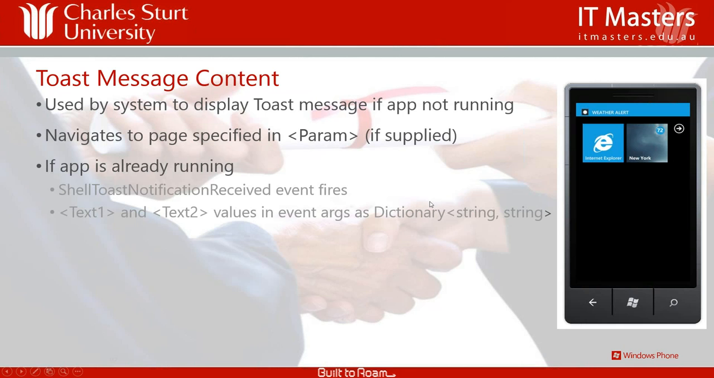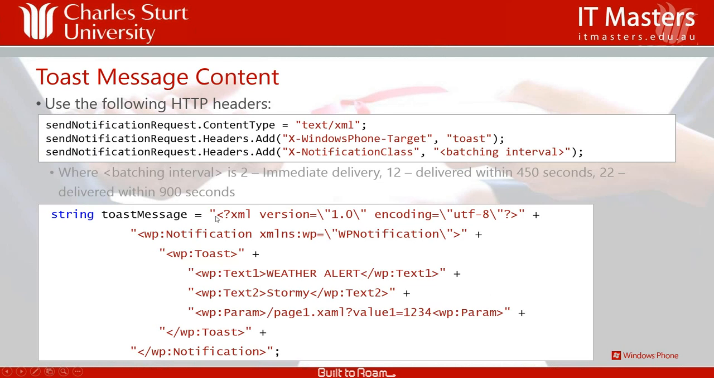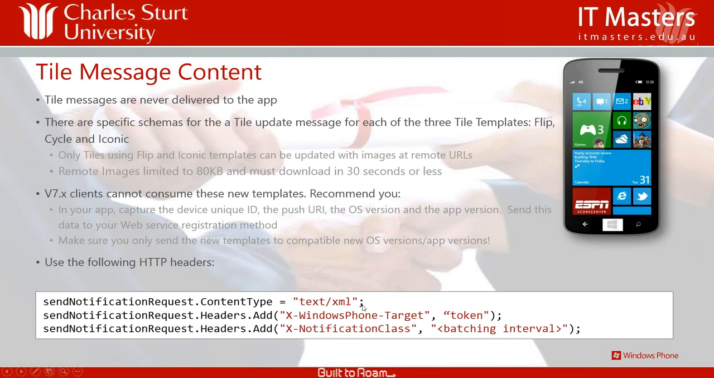So just going through the individual types in a little bit more detail, a toast notification's essentially got two visual components. So it's got a text 1 and text 2 that essentially appear as bold and unbolded text, as well as a params value which determines which page in the application gets launched. The content or the message that goes to the Microsoft notification service looks a bit like this. So essentially you do an HTTP post structured like this and send it to the server to trigger off those toast notifications.